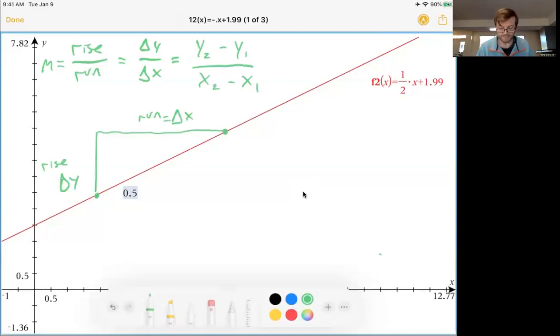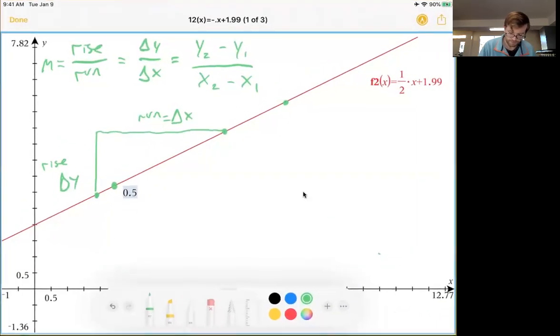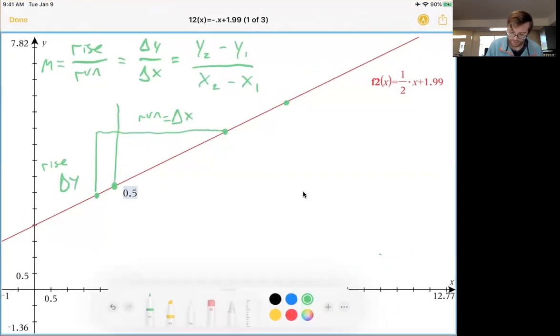And the thing about lines is that no matter what 2 points you pick, that ratio is going to be the same. So I pick this point and this point, 2 totally different points, and I'll end up getting the same slope, the same ratio between them. It never changes for lines. Okay, cool. That's great.